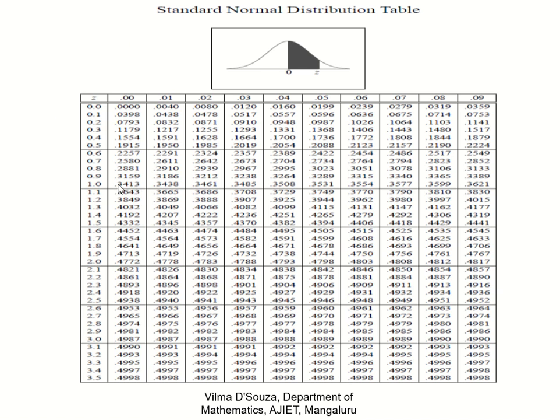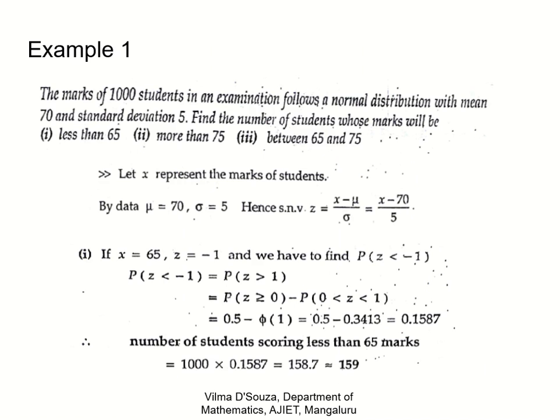0.3413. 0.3413. So 0.5 minus 0.3413 comes to 0.1587. So this is the probability of x taking value less than 65. Probability of marks less than 65.